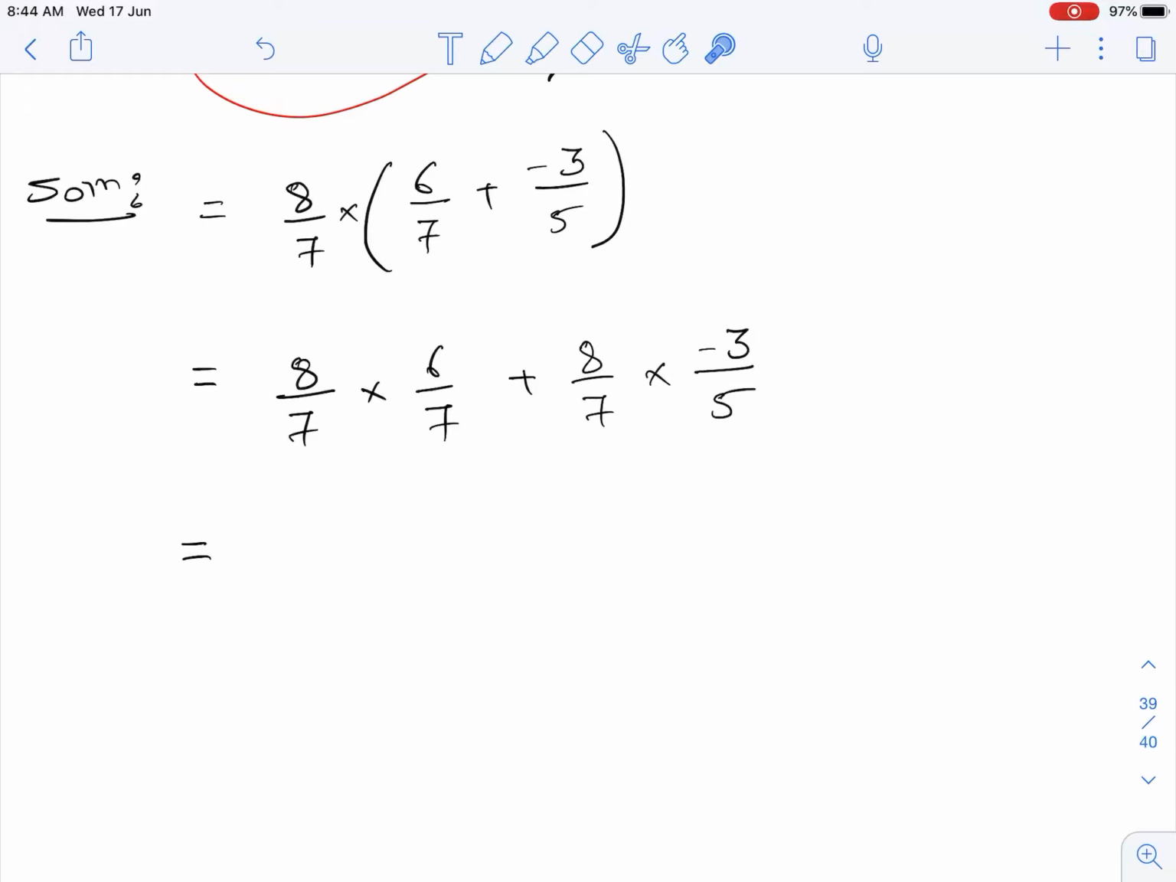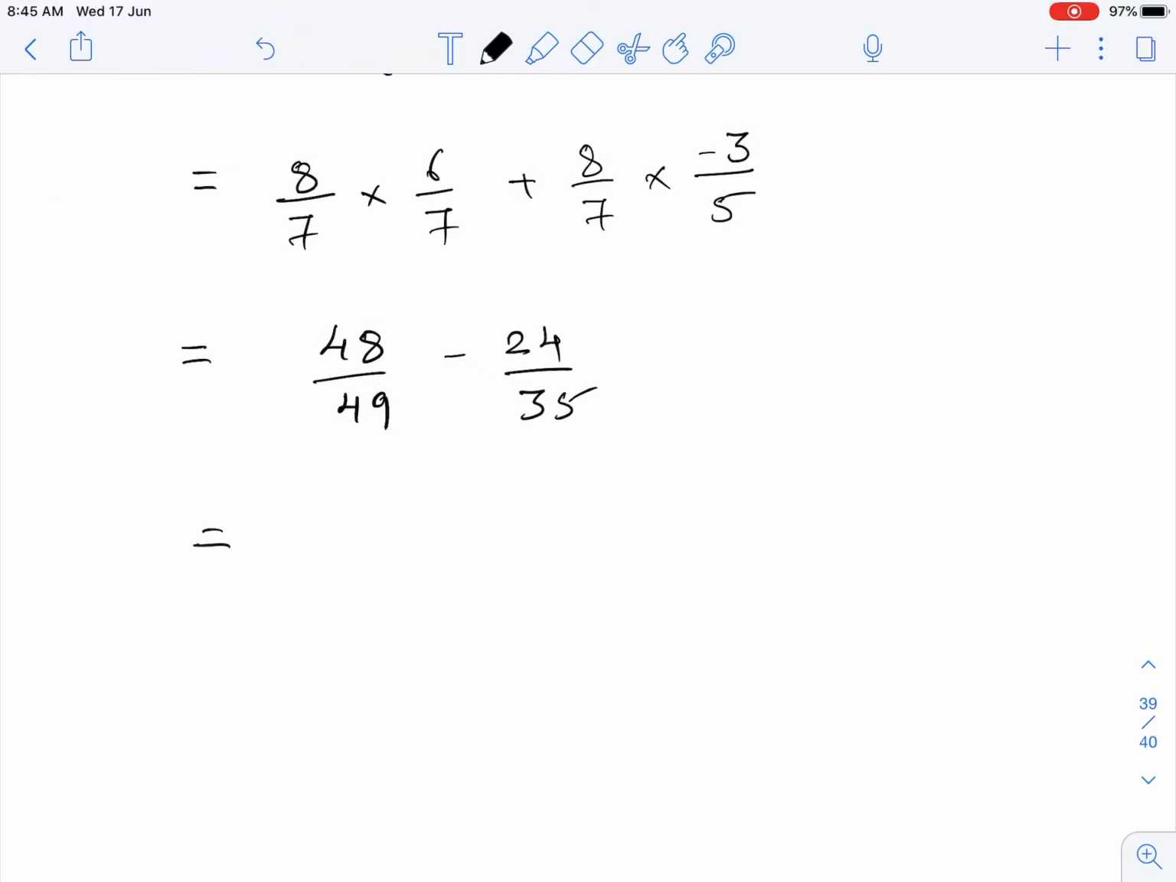Now we multiply numerator to numerator and denominator to denominator. So 8 6s are 48, and 7 7s are 49. Now here it is plus 8 into minus 3, so plus into minus, we will write a minus sign. Then 8 3s are 24 upon 7 5s are 35.